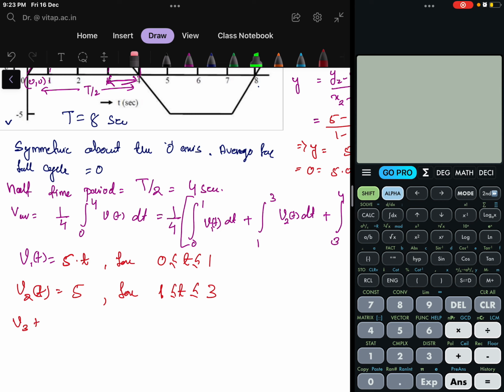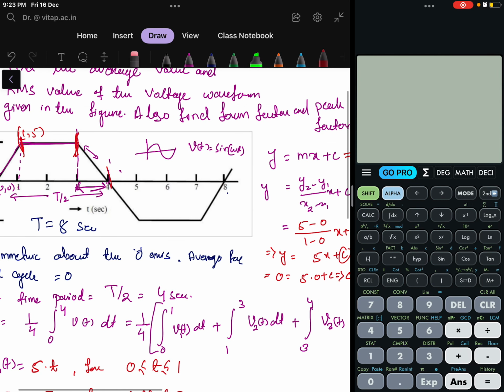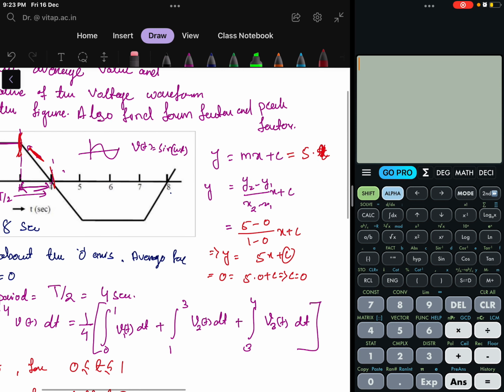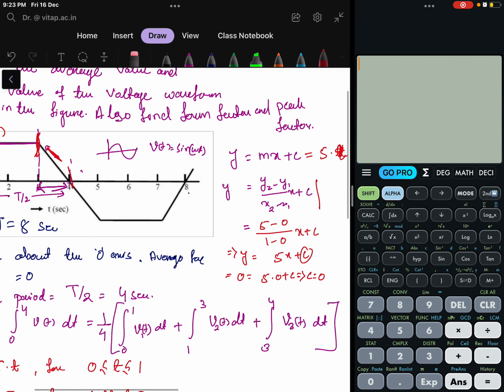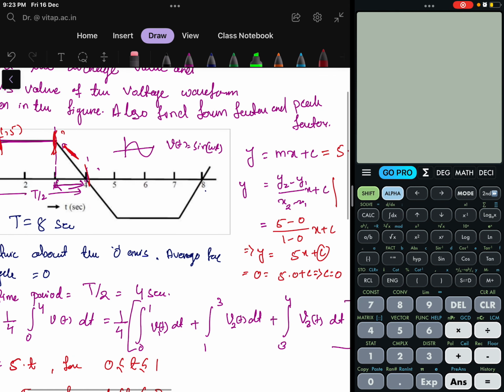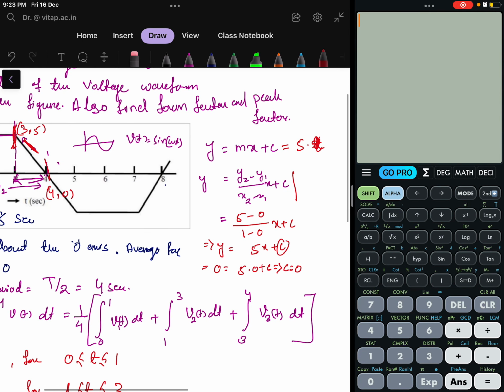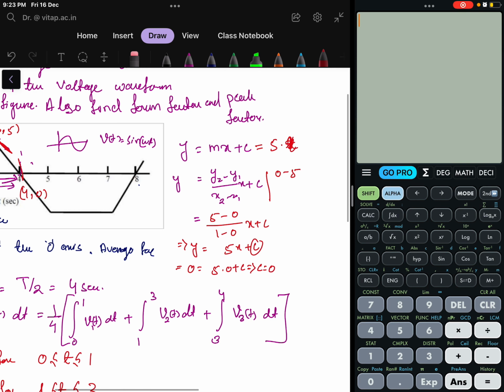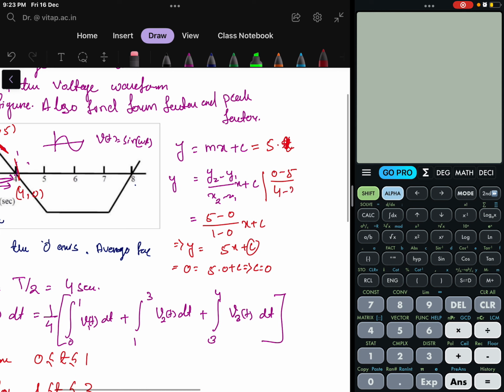Next I have to write v3 of t. How to write that? Again you can see this part is your v3 of t. Similarly we can find it here. Using the same formula, the points here are 3, 5 and 4, 0, that is x1, y1 and x2, y2. So y2 minus y1 will be 0 minus 5, divided by 4 minus 3, times x plus c.